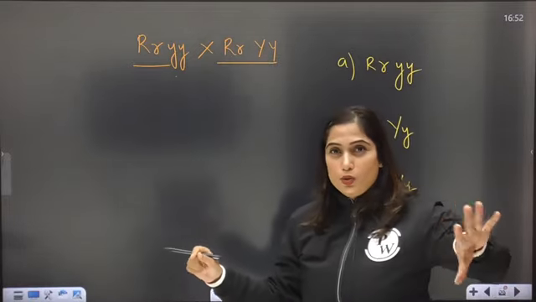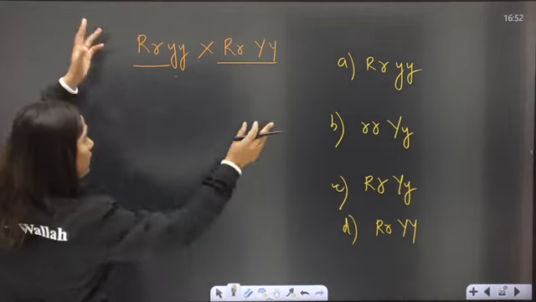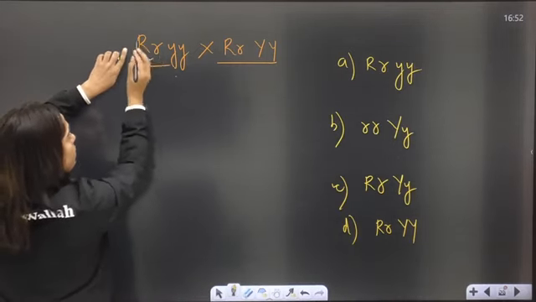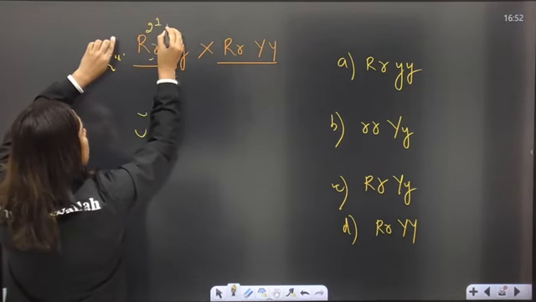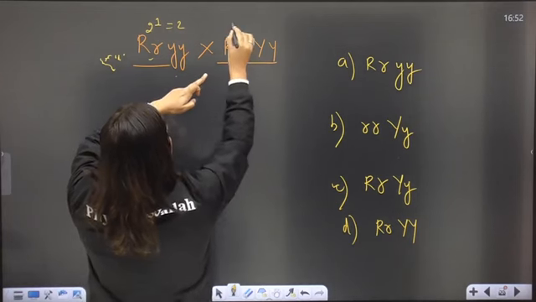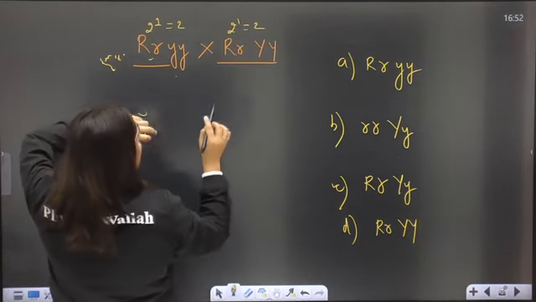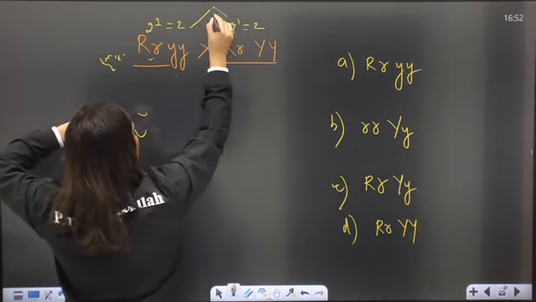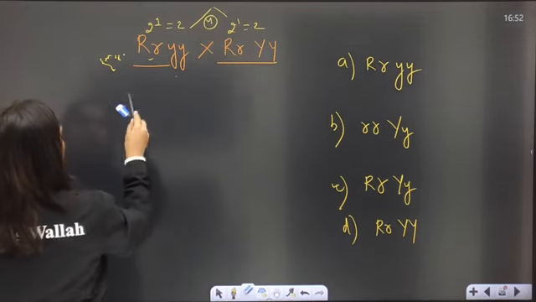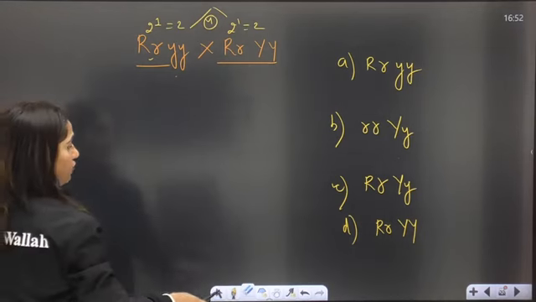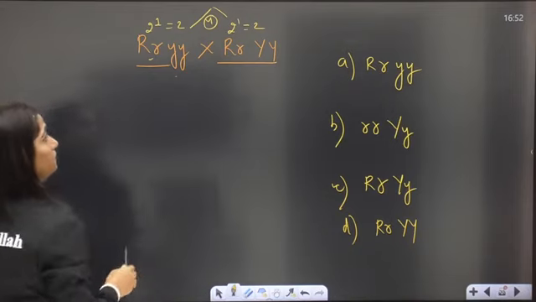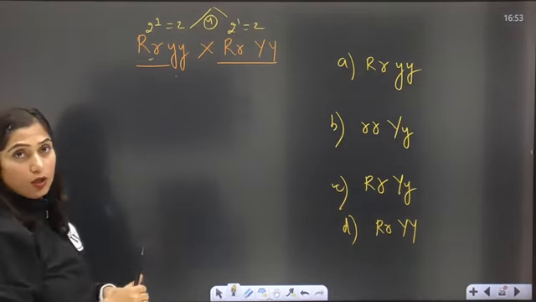But let's do one thing. Let's calculate the number of zygotic combinations rapidly. How many heterozygous conditions? 1. So 2 raised to the power 1 comes out to be 2. How many heterozygous conditions? Only 1. So 2 raised to the power 1 comes out to be 2. Okay. So how many total zygotic combinations and offsprings are possible, beta? 4. So if we do not put any frequency wrong, then in the denominator by default 4 will come.